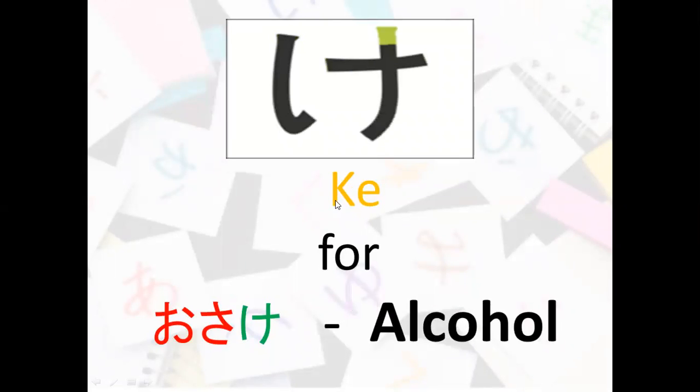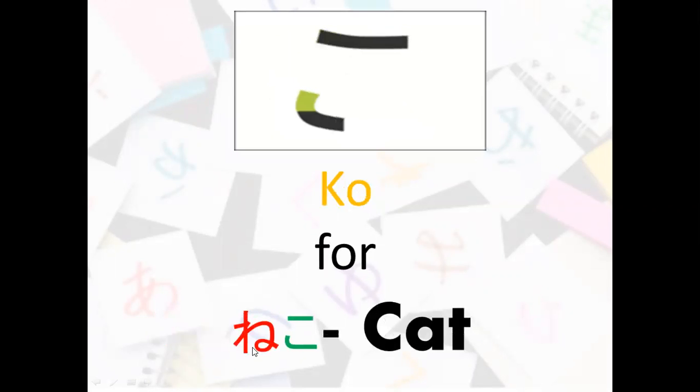The next alphabet is ke. The stroke order is: this is the first stroke, this is the second stroke, and this is the third stroke. And the example is osake. Osake means what? Osake means alcohol. Now let us go to the next alphabet.